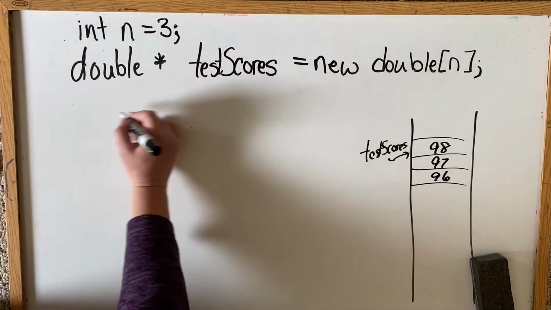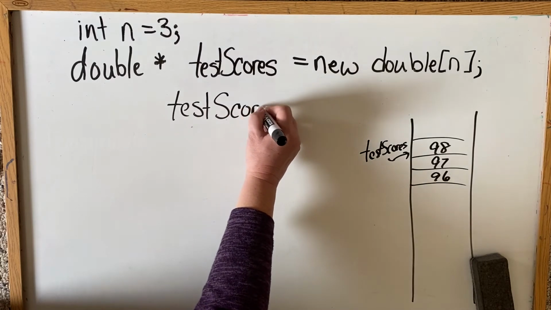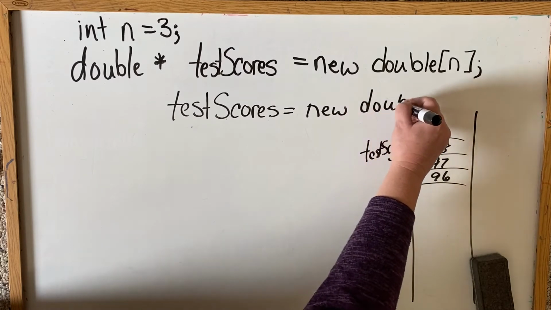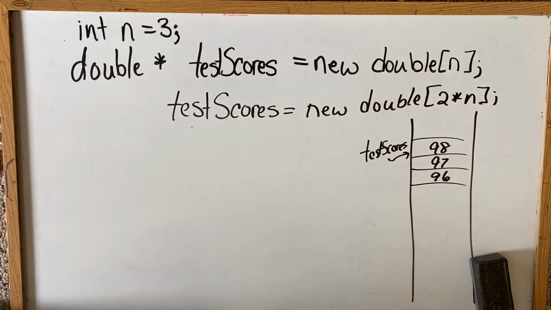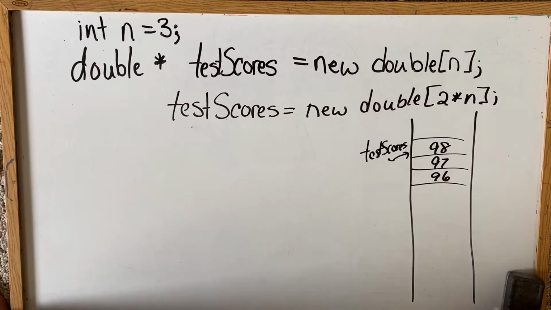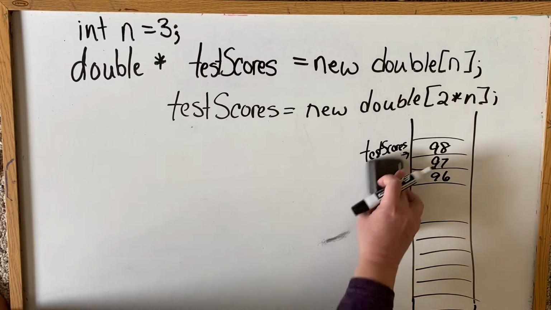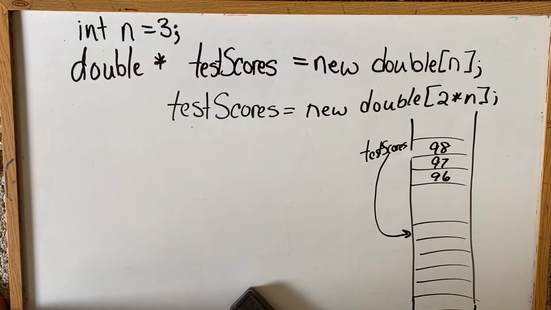And if we were to just say test scores equals new double of n times 2, we're going to double the size of the array. That's going to go pick a spot that has 6, and move our test scores pointer to this new location. And now we have no way to get our numbers out.